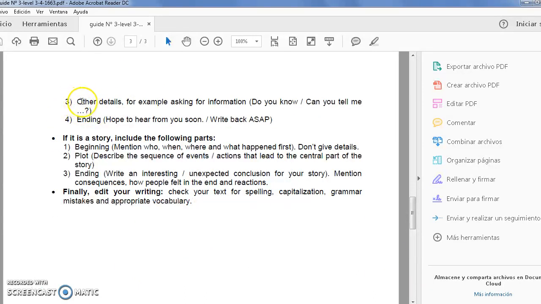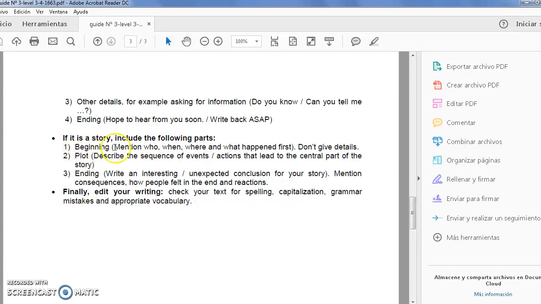Number 3, if you want to include other details, for example, asking for information, questions like, do you know, can you tell me something? And there is, of course, an ending for your email or writing. And this is a typical expression you use, hope to hear from you soon, or write back as soon as possible. If it is a story, include the following parts.